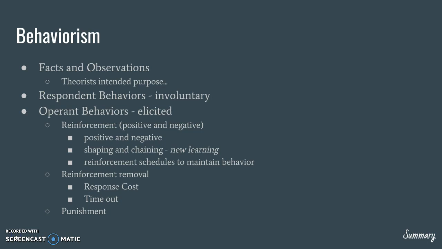Shaping and chaining are ways to teach a child or any person a new behavior. Shaping is more for simpler behaviors and chaining is for more complex. But really it just means that it's baby steps on the way to accomplishing a task. Instead of accomplishing the task all at once, you're reinforcing those baby steps along the way.